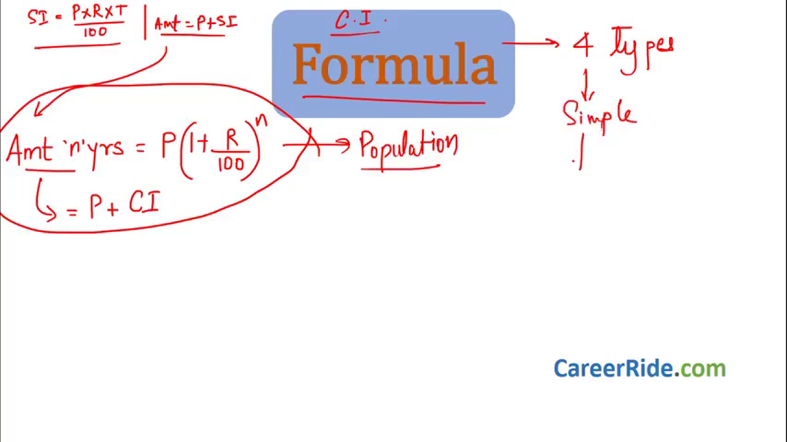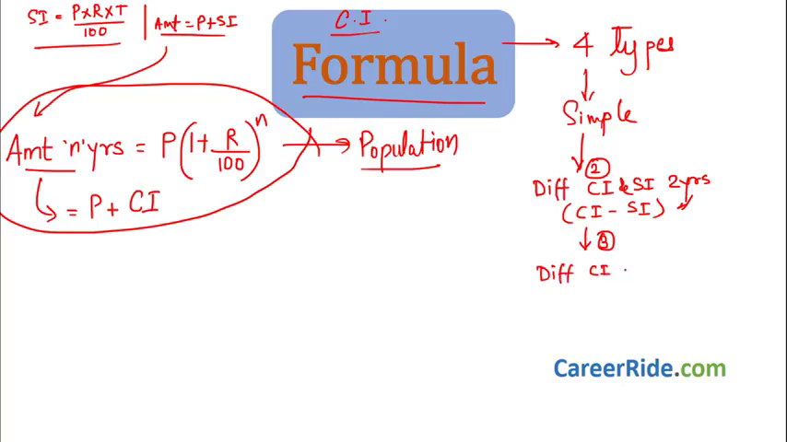The second type is where the difference between the compound interest and simple interest for 2 years is given, and we have to find out either the principal amount or the simple interest or something like that. This is the second type of sum. The third type of sum is where the difference between compound interest and simple interest for 3 years is given. Okay, that is CI minus SI for 3 years.